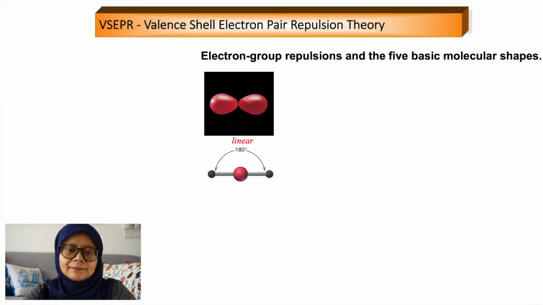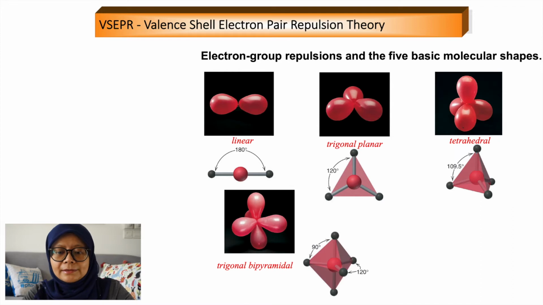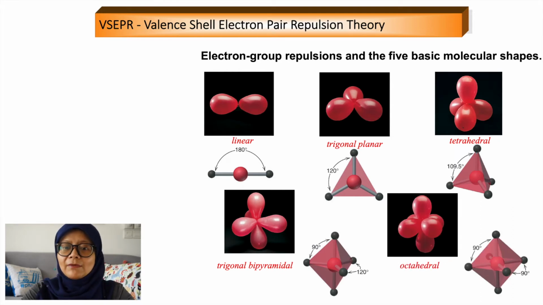So here in this slide, we have five basic molecular shapes. They are linear, trigonal planar, tetrahedral, trigonal bipyramidal, and also octahedral. All of these are the five basic molecular shapes without any lone pair.